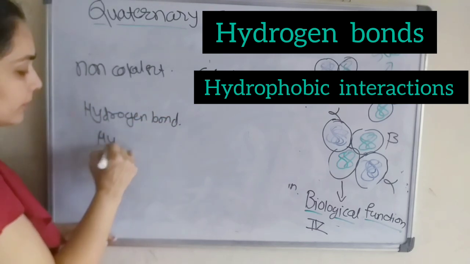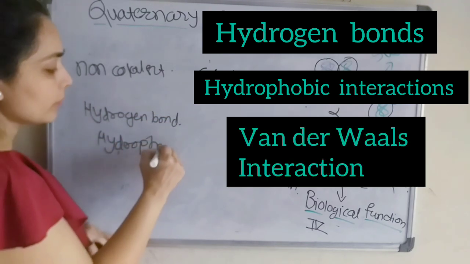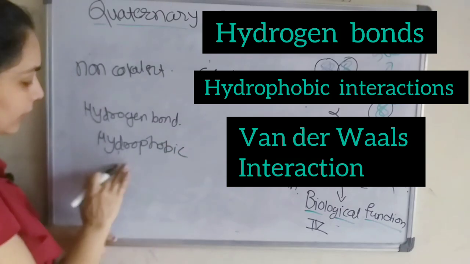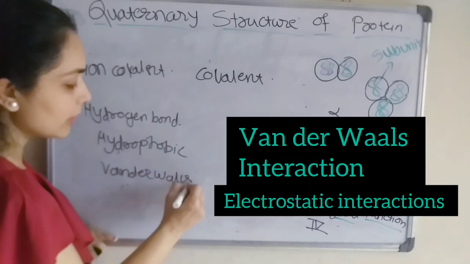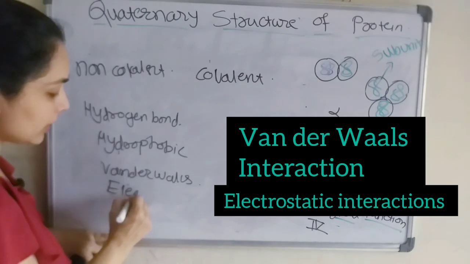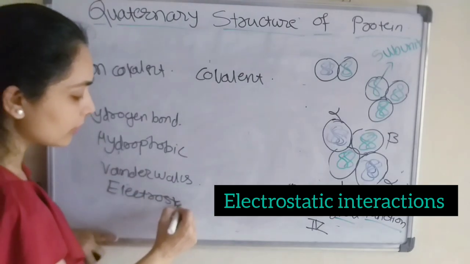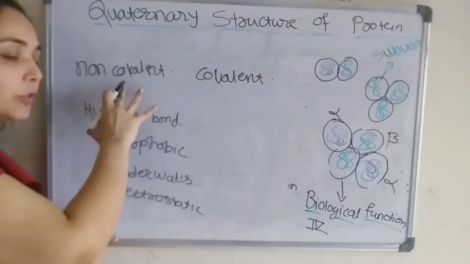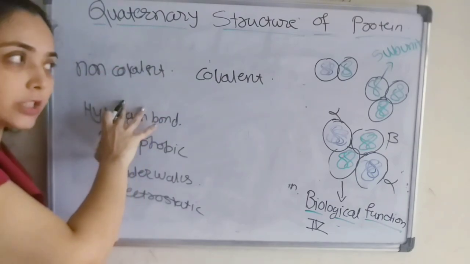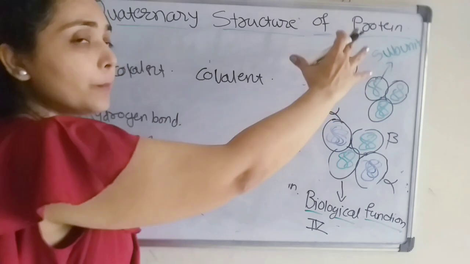hydrophobic interaction, van der Waals interaction, and electrostatic interaction, which is also known as an ionic bond. These are the list of the mostly non-covalent interactions which are holding the subunits of proteins.